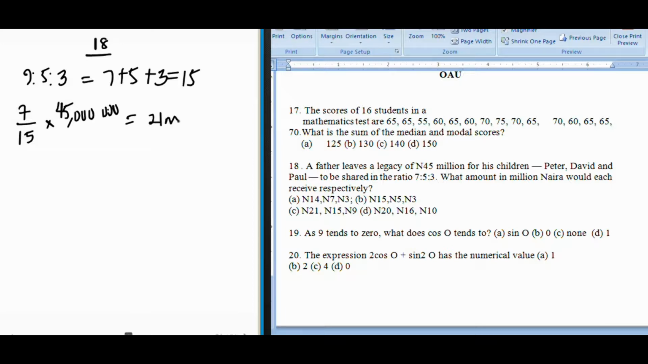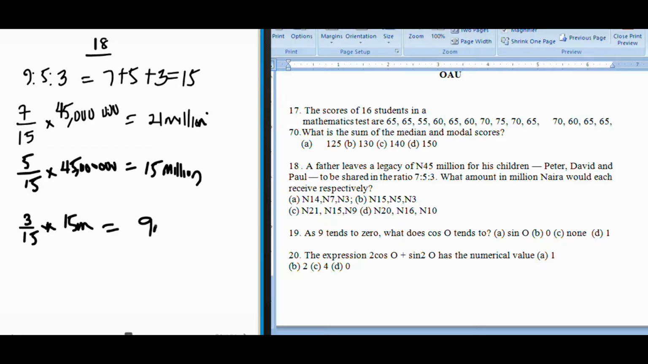Now the next child, which is David, we have 5 over what? Over 15 times 45 million. And again, that will give us 15 million. And finally, the last person, which is Paul, we have 3 over what? Over 15 times 45 million. And that will give us 9 million naira. Which means the correct option there is option C, that is 21, 15, and 9 million.